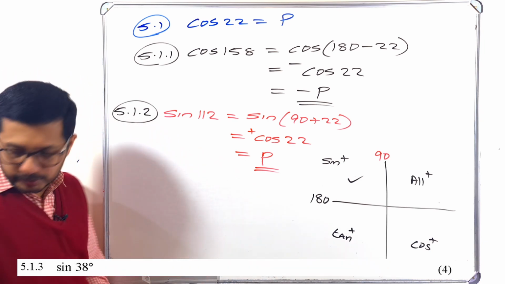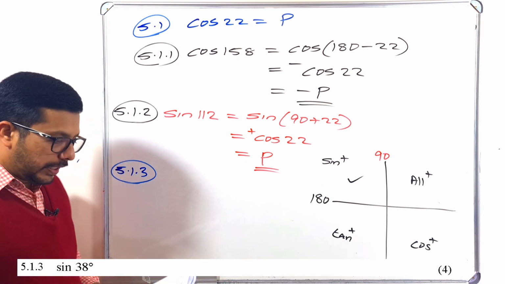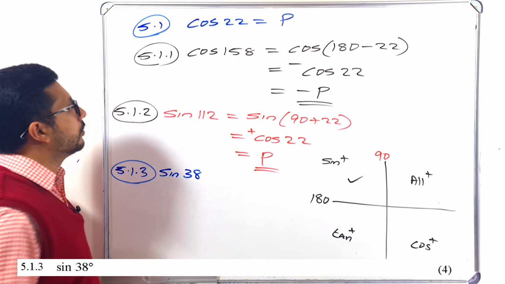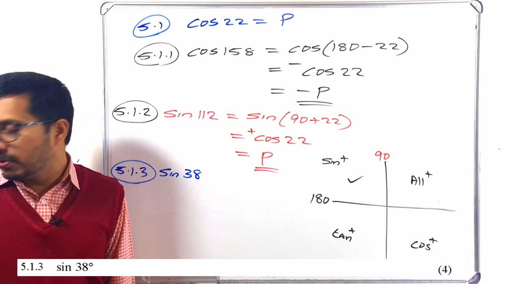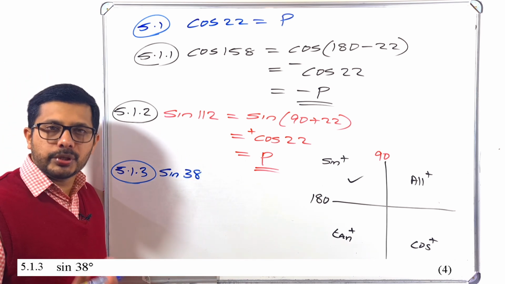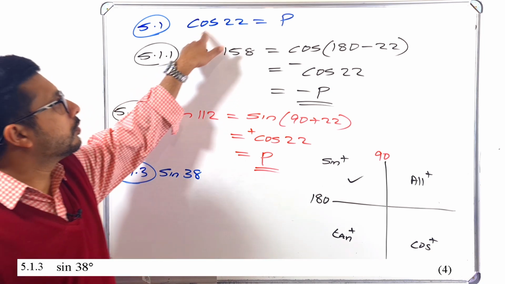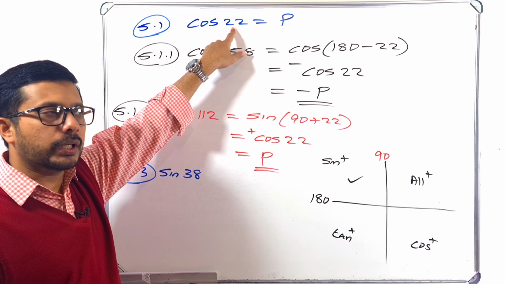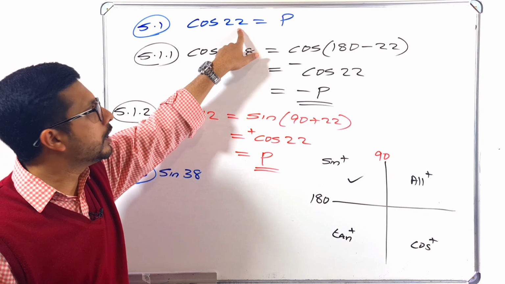Question number 5.1.3. What is that question? Sine of 38. Wow. Here you have to write sine of 38. So here also, what I'm thinking is, how can I write this one in terms of 22 or something like that? Okay, so sine of 38 and what we know, cos 22. What is this 38 plus 22? 38 plus 22, check in your calculator, 60. Am I right? 38 plus 22 is 60.